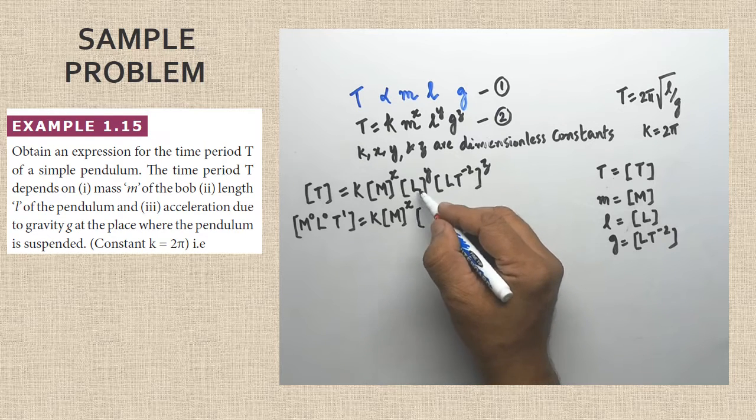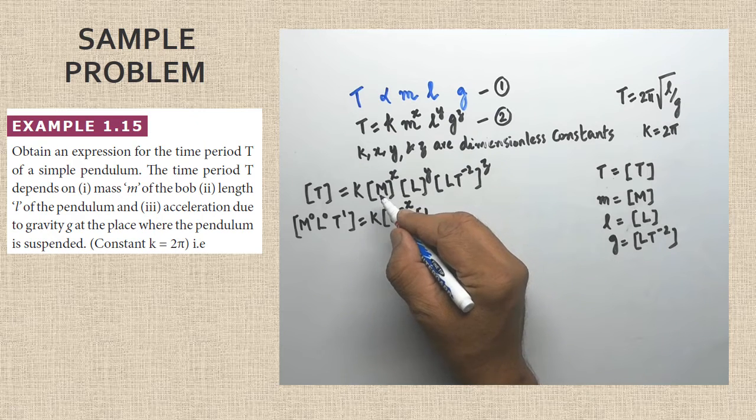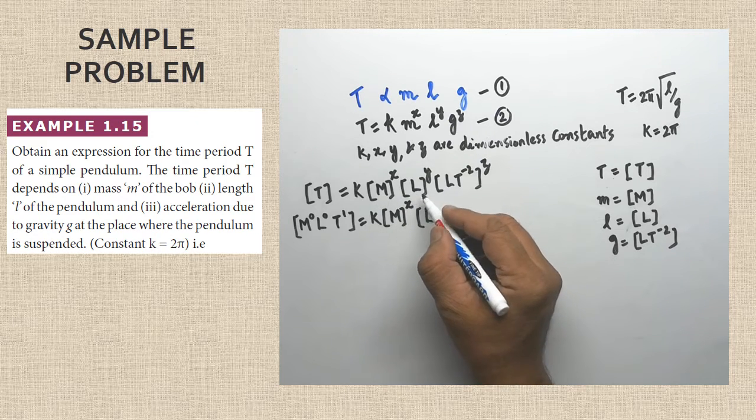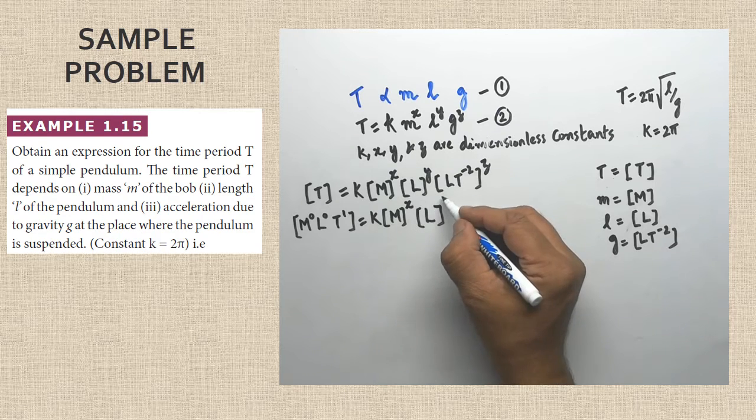Next step. Here, L is there. In the first factor, L is not there. But in the second factor, L is there. Therefore, write L. Here, what is the power of L?